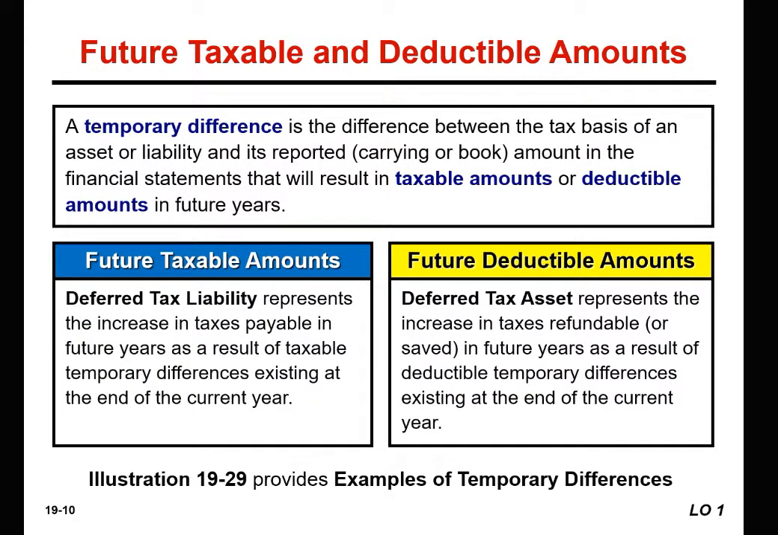Now we may also have a deferred tax asset, which is an increase in taxes that are refundable in future years as a result of a deductible temporary difference existing at the end of the current year. So let's look at future taxable amounts.